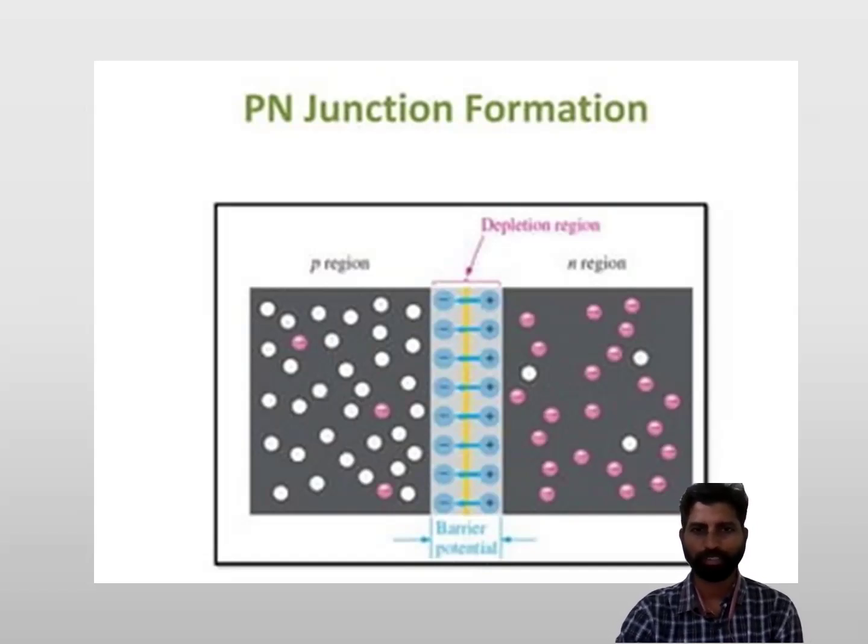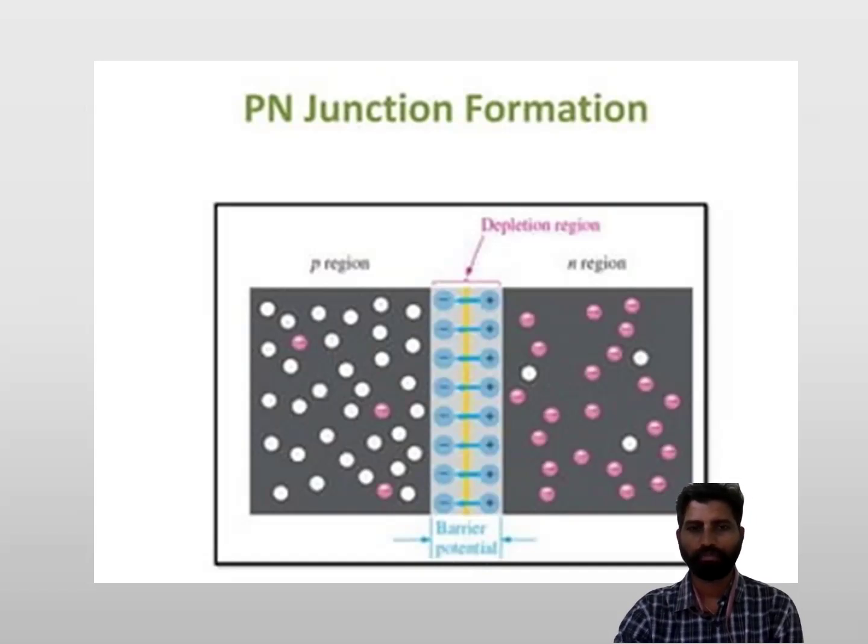This region is called the depletion region. The depletion region consists of positive ions and negative ions, and these are immobile ions, which means they won't diffuse into the P type or into the N type. But these immobile ions create a potential, which we call the barrier potential, so a barrier potential exists in this junction.